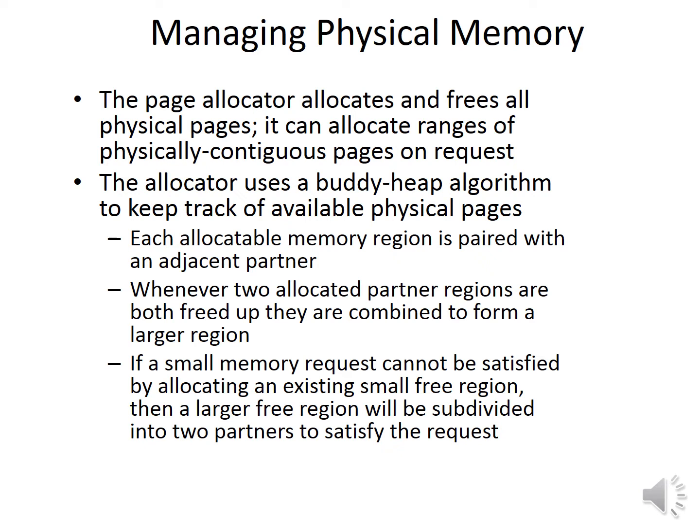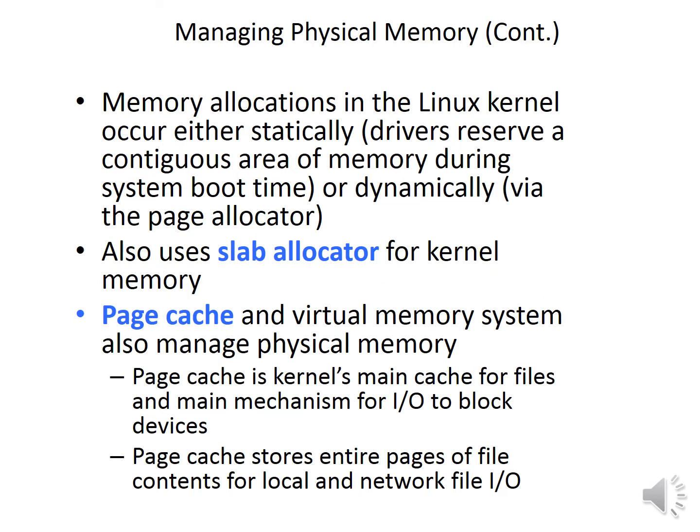The page allocator allocates and frees all physical pages, and it can allocate ranges of physically contiguous pages on request. The allocator uses a buddy heap algorithm to keep track of available physical pages. Each allocatable memory region is paired with an adjacent partner. Whenever two allocated partner regions are both freed up, they are combined to form a larger region. If a small memory request cannot be satisfied by allocating an existing small free region, then a larger free region is divided into parts to satisfy the request.